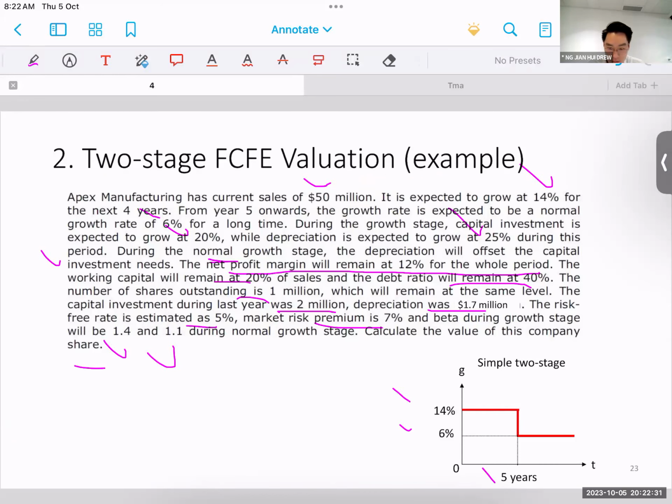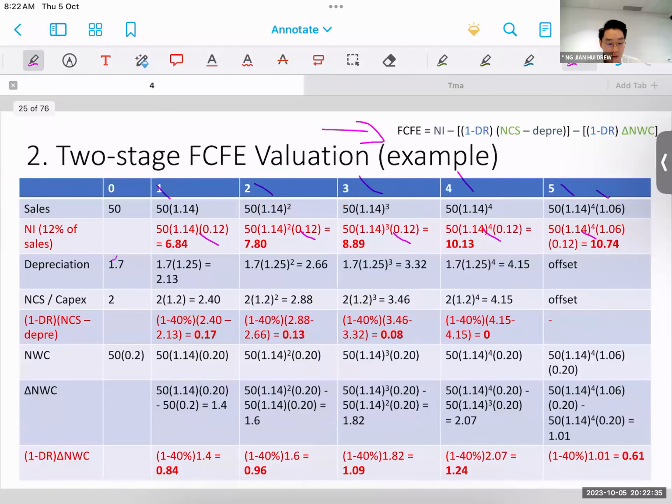And what's the growth of depreciation? At 25%. So we are growing 1.7 million, and then we keep on growing at 25%. And this is the high growth. At high growth, there will be a growth of the depreciation, but at normal growth, it is offsetting. And just now we saw that the net capital spend is 2 million last year, and it grew at 20%, as what we have done here.